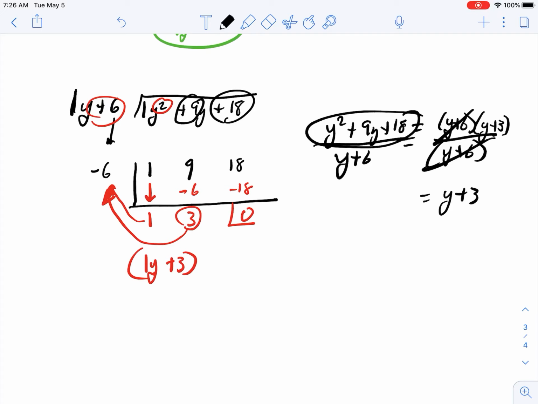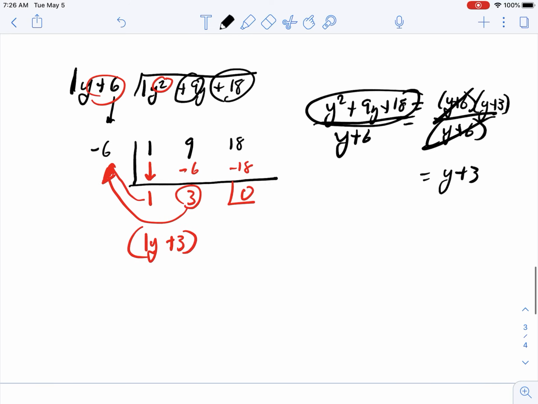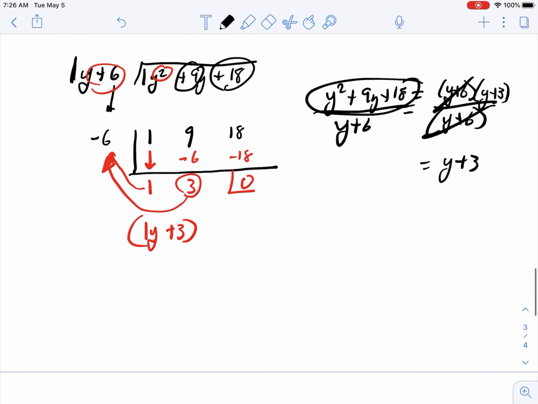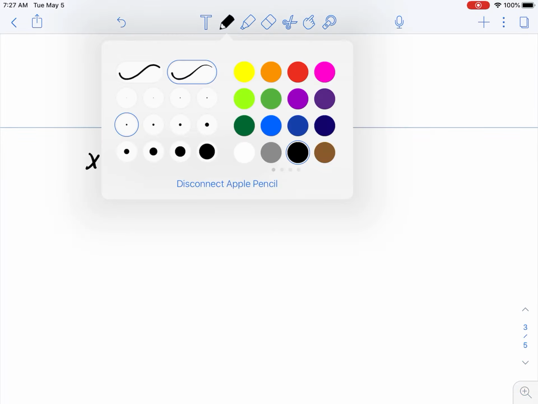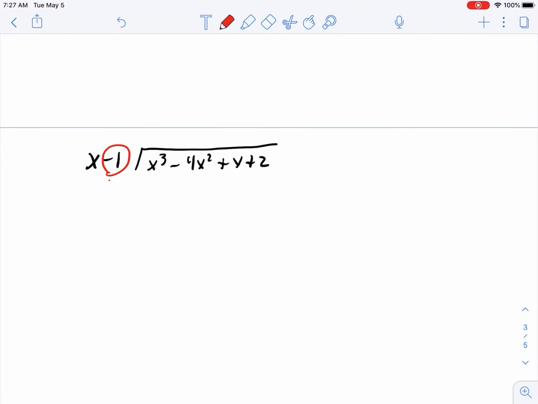Okay. All right. So now let's speed this up here. Do a few examples. Hopefully that gives you an idea of what's happening. Now let's just concentrate on the math part now. All right, so let's do something a lot bigger now. So let's say we have x minus 1, and we're divided into x cubed minus 4x squared plus x plus 2. All right, so let's start with change your signs.